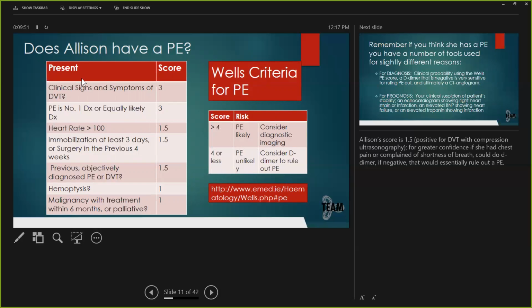So what are the symptoms? Clinical signs and symptoms of DVT itself, you get 3 points. PE as the number 1 diagnosis or equally likely diagnosis. If you have tachycardia, immobilization of at least 3 days, or surgery in the last 4 weeks, you get 1.5 points. And previously diagnosed PE or DVT, you get 1.5 points. Hemoptysis, because of the infarction in the lung, you get a point. And malignancy with treatment within 6 months or palliative is 1 point. So cancer always plays an important role and gets a point too.